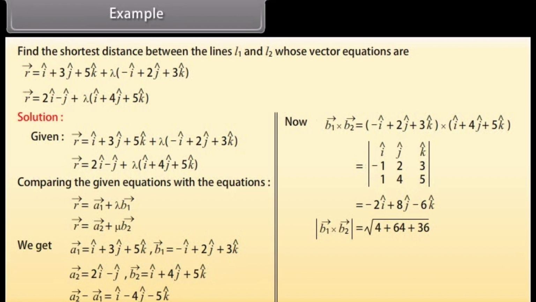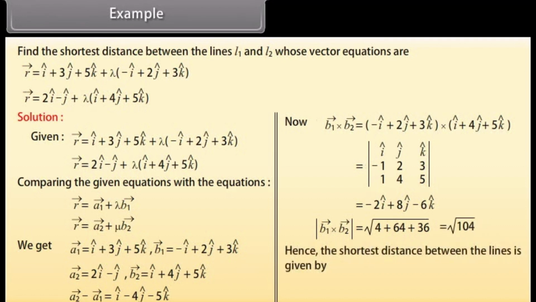The modulus of the cross product of vector b1 and vector b2 equals the square root of 4 plus 64 plus 36, which equals the square root of 104. Hence, the shortest distance between the lines is given by the modulus of minus 2 minus 32 plus 30, divided by the square root of 104, which equals 4 by the square root of 104.